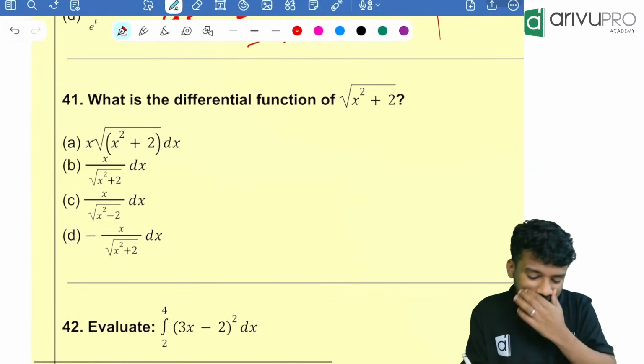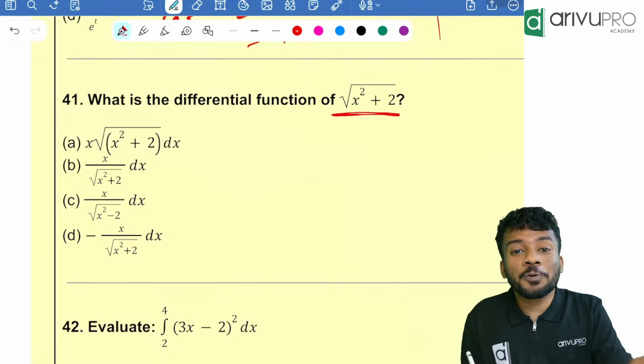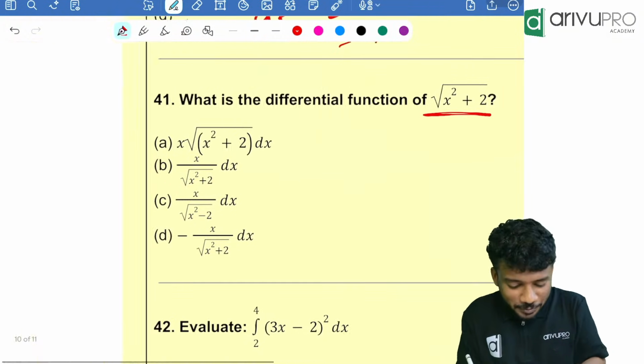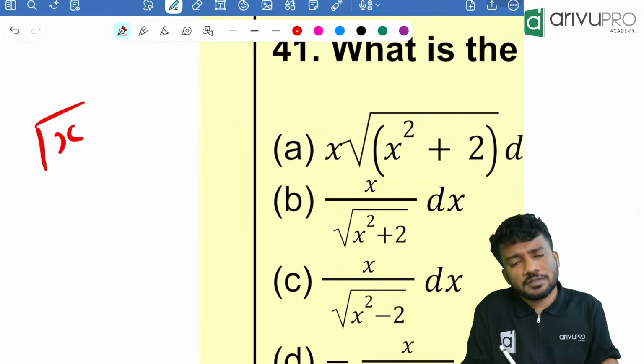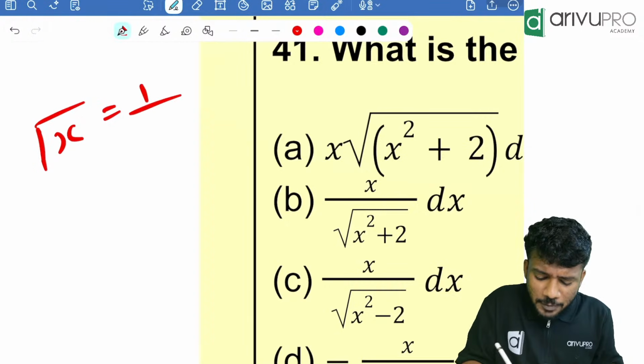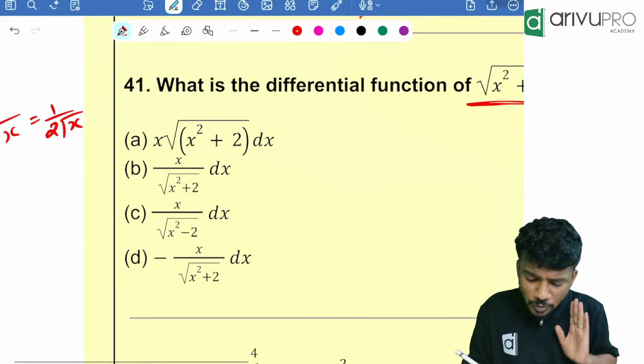Next question, people. Direct question. What is the differential of root of x square plus 2? People, first of all, I'll ask you a question. What is the derivative of root x? That is nothing but 1 by 2 root x. Correct? Yes, that is 1 by 2 root x.